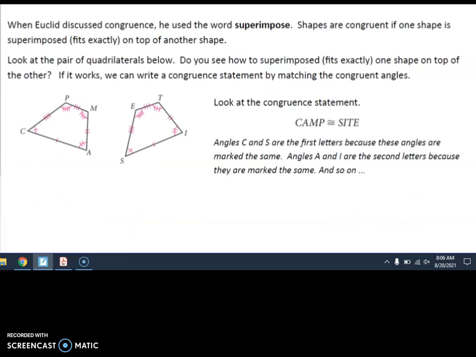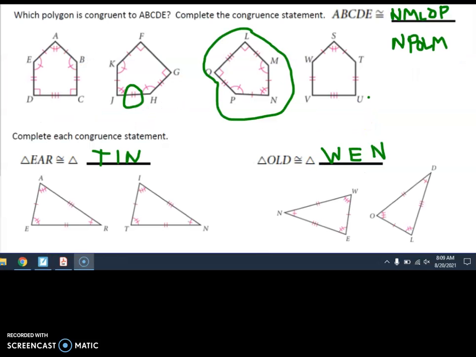Going back to this screen, angles C and S are in the same position because they both have the same number of tick marks. That was also true for P and E. So go ahead and complete the last problems. This will be the last answers for this video.